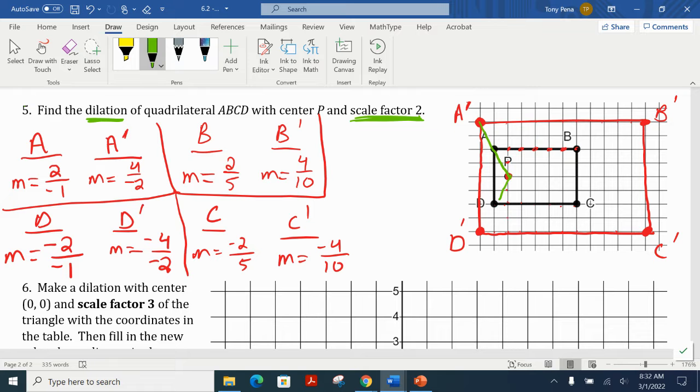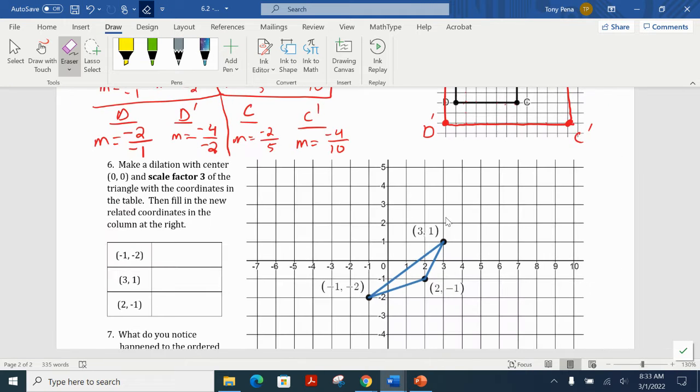Our center and then D and D prime all line up in a straight line. C, same thing. And then the B's, same thing. Notice how those all line up perfectly if we did that correctly. So that's another way you can check before you turn something in on a quiz or a test, if you did it right. All right.